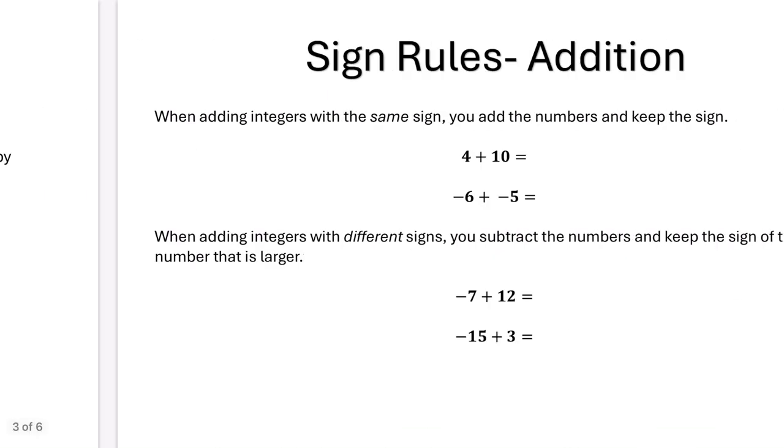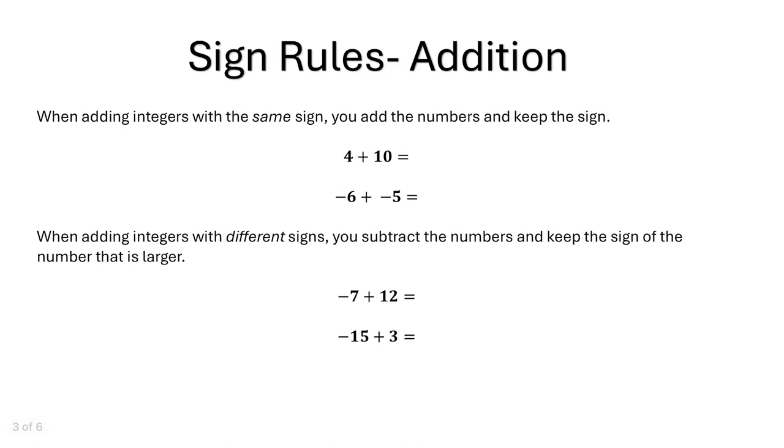or dividing. So the sign rules for addition: when you're adding integers with the same sign, you're going to add the numbers together and keep the sign. So if we have 4 plus 10, we're just going to add them together, and that gives us 14, and both numbers are positive, so they're just going to stay positive. If we're doing negative 6 plus negative 5, we're going to keep the sign because both of them are negative, and then we're going to add 6 and 5 together so that our answer is negative 11.